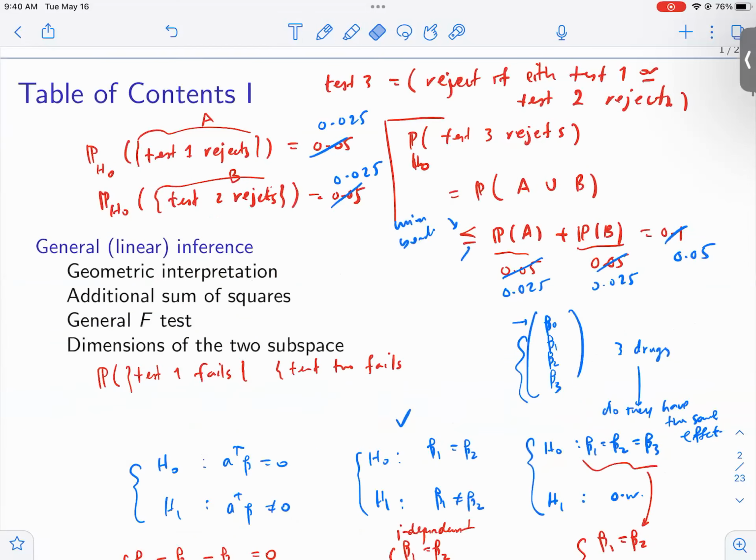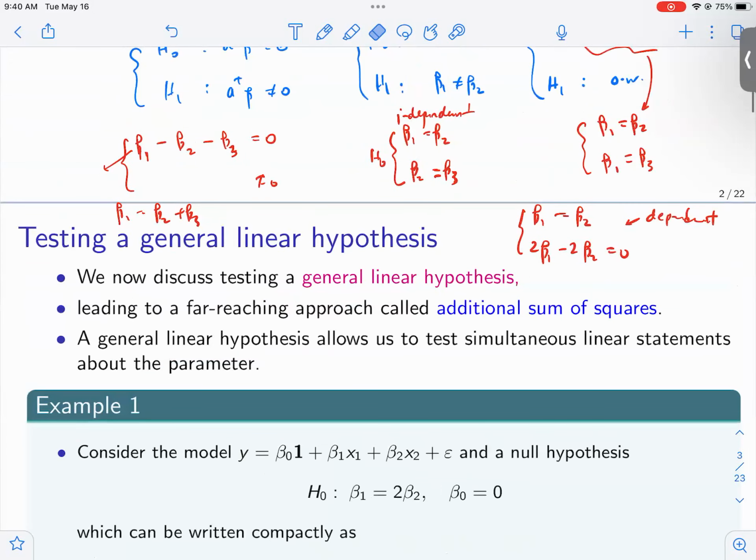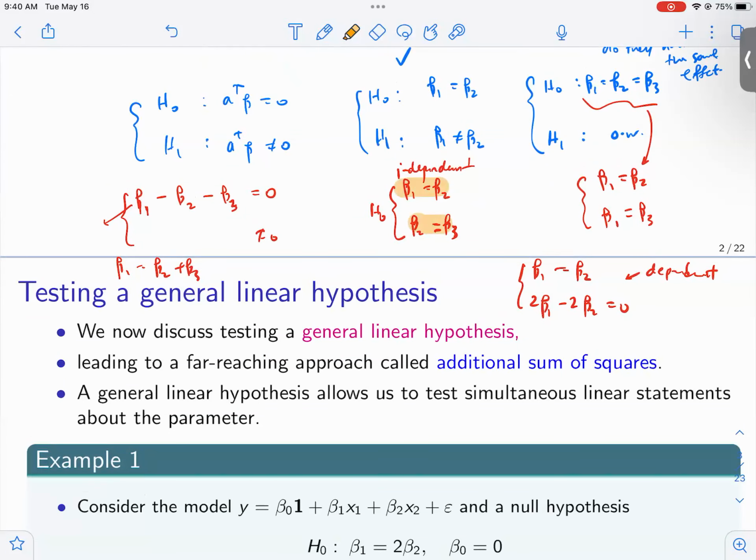So this is basically one of the main topics that we started last time. And the idea is we want to test a general linear hypothesis. A general linear hypothesis is something like testing, for example, these two equations simultaneously, if you remember, in the context of regression, and we know how we can test individually each one of them.